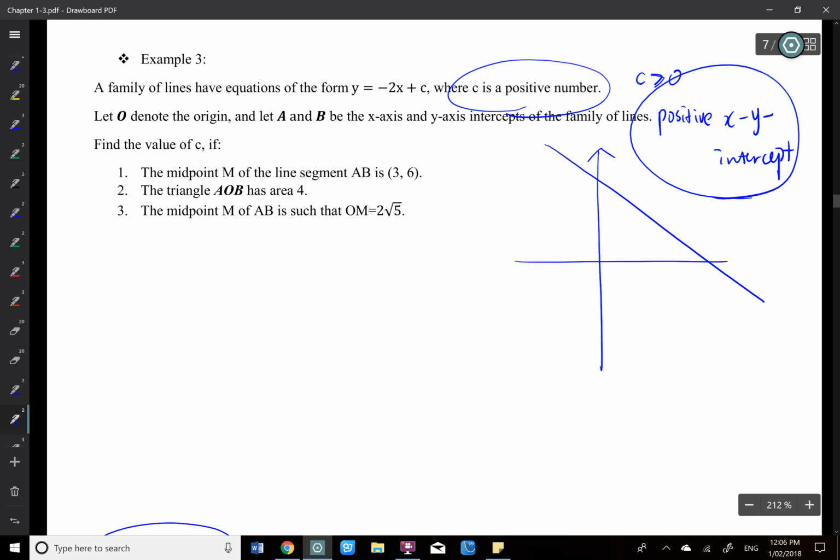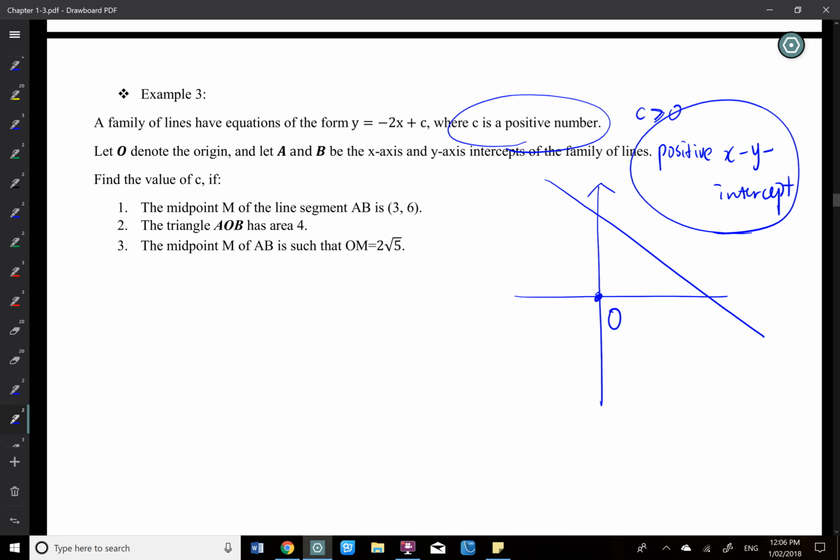Let O be the origin, so let's label it, that's the origin, and let A and B be the x and y axis intercepts respectively. So A is the x-intercept, B is the y-intercept. Find the value of c if the midpoint M of the line segment AB is (3, 6).